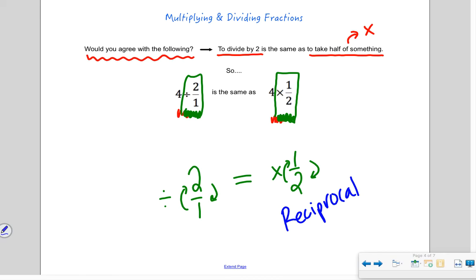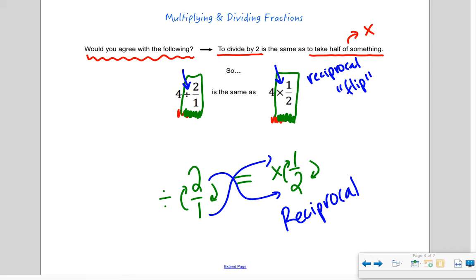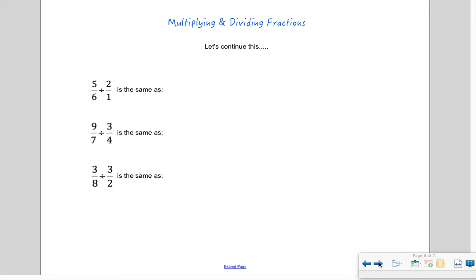What was on the top is now on the bottom. What was on the bottom is now on the top. So to divide by a certain number is exactly the same as to multiply by its reciprocal, or the flip of the fraction. And this may seem obvious, but it's really helpful when we divide. So let's continue with this idea.